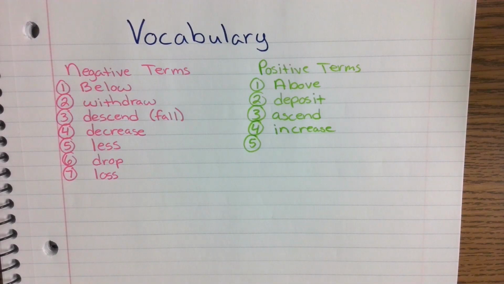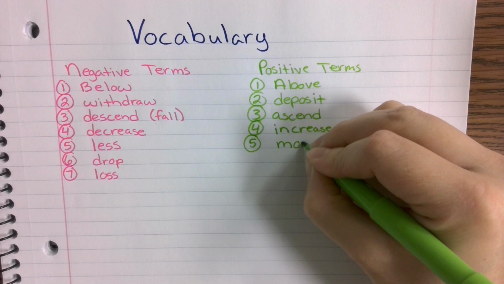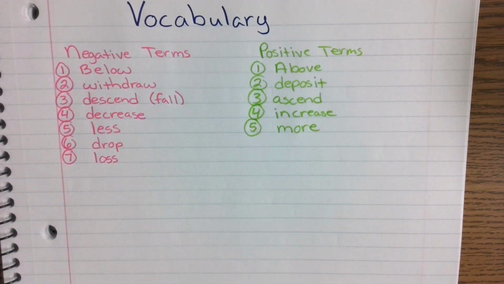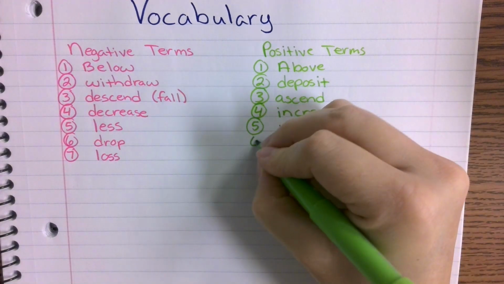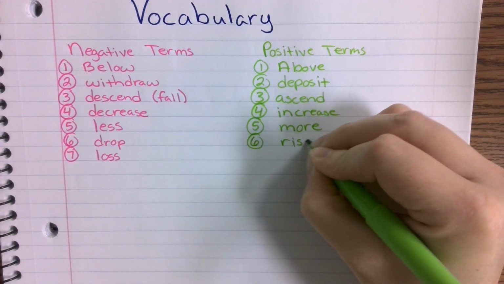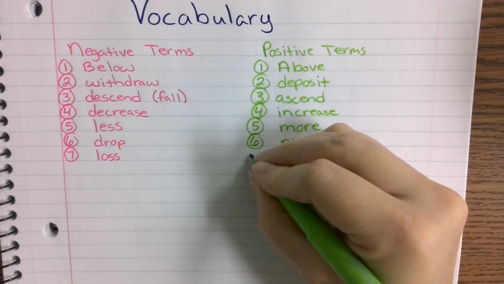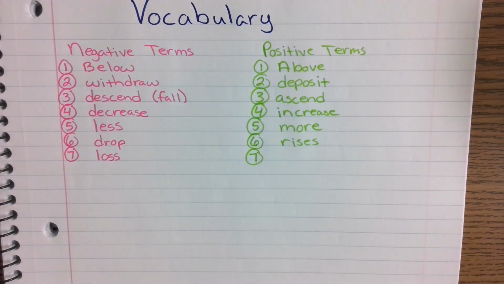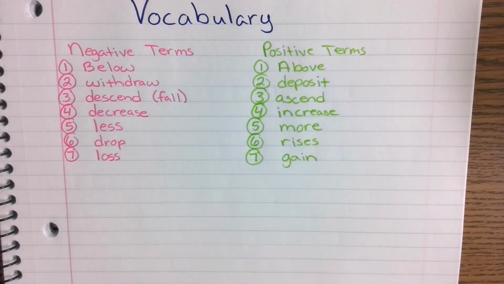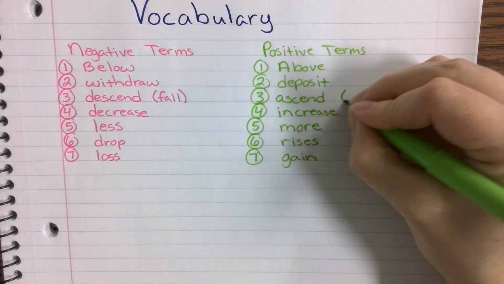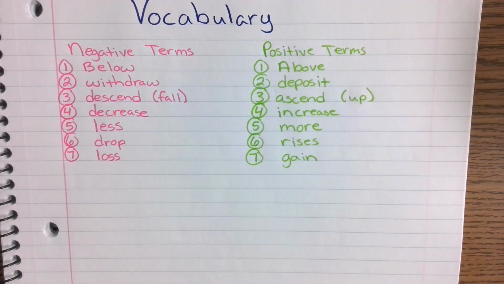What's the opposite of less? More. Opposite of drop? Rise. And then the opposite of a loss is a gain. Okay, and in case you forgot what ascend means, it means that it's going up, right? Don't go yet. It'll stay here.